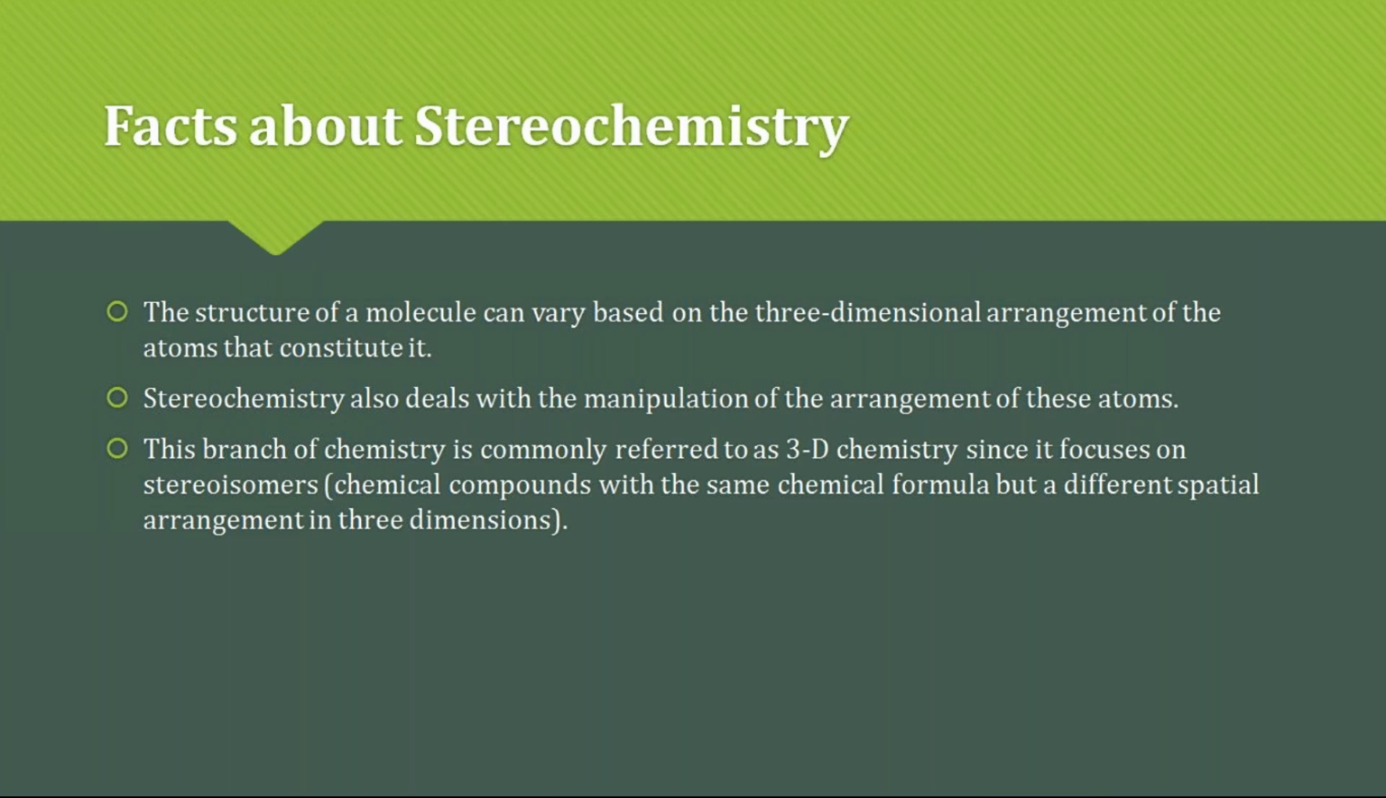So what are the facts about stereochemistry? The structure of a molecule can vary based on the 3-dimensional arrangement of the atoms that constitute it. It also deals with the manipulation of the arrangement of these atoms, so you can manipulate and rotate. Stereochemistry is a branch of chemistry commonly referred to as 3D chemistry because it focuses on stereoisomers. They have the same chemical formula but different spatial arrangement in 3 dimensions. When a 3-dimensional structure comes to the picture, it is stereochemistry.